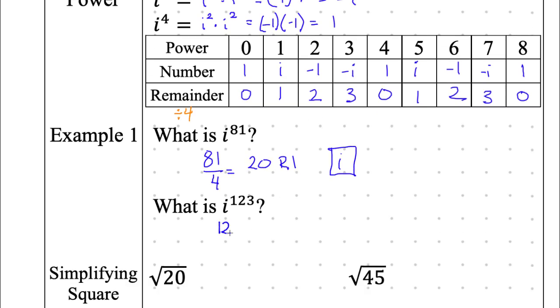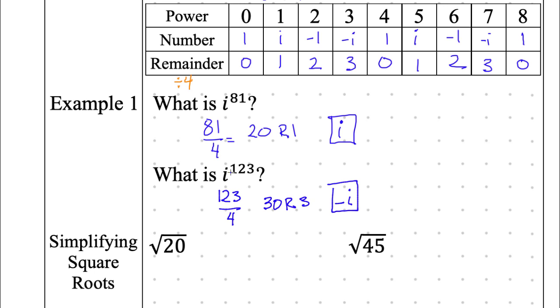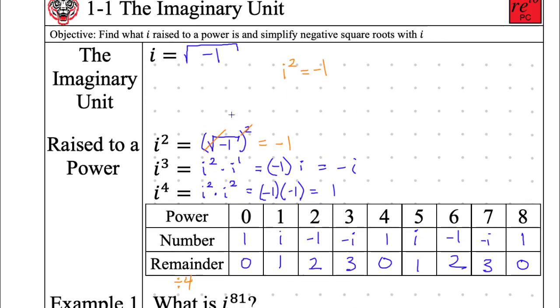All right, so let's do 123. So again, I do 123. I divide that by 4. That has a remainder of 3, so it's going to be 30 remainder 3. Well, remainder 3 means I have -I. Negative I. And that could have been bigger. There it is. Okay, so now you know how to do those problems. As long as you can do division, it might take a little bit long, but that's okay. All right, that's the first half of our objective.